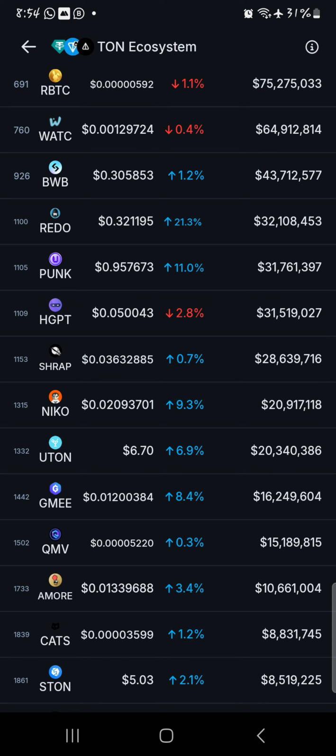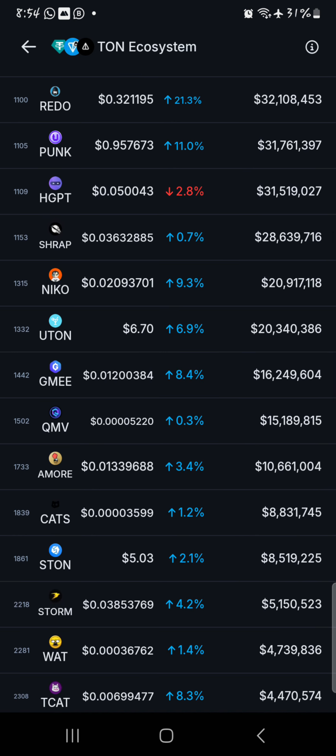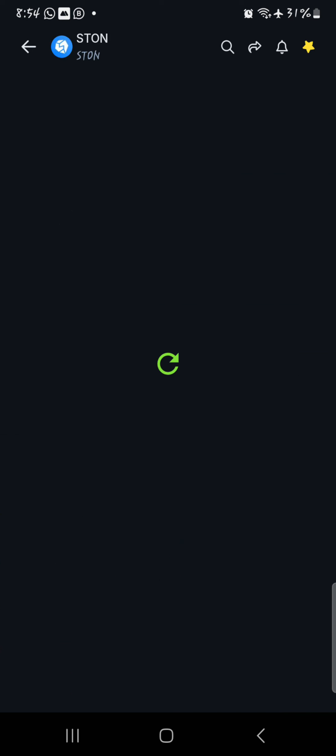Now, the two decentralized exchanges I know are Dust and StoneFi. So I know that this is for StoneFi. You can see their price already, $5, but the market cap is just 8 million. Just 8 million.